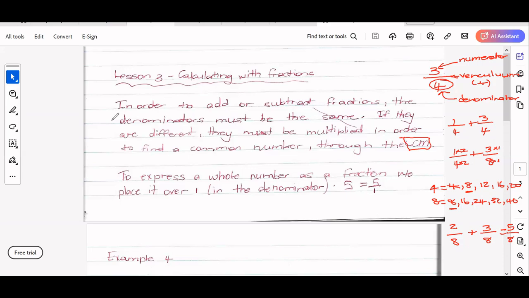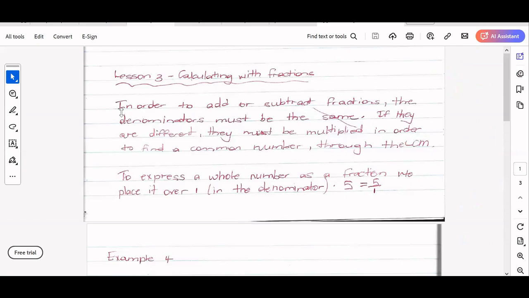So another thing that you need to know is how to express a whole number as a fraction. To do that, we place it over 1, meaning 1 is now the denominator and the whole number is the numerator. So for example, 5 would be 5 over 1. That is important because if we have whole numbers mixed up with fractions, it's going to get kind of difficult to see how to add them, right? But once we change it into fraction form, then we can ensure that our denominators are the same, etc., right? So that is the first part of our lesson today.